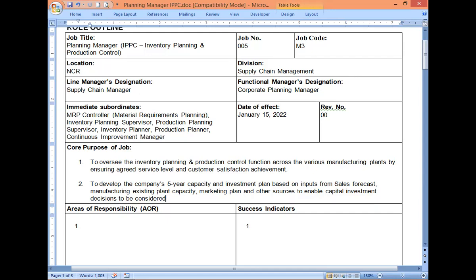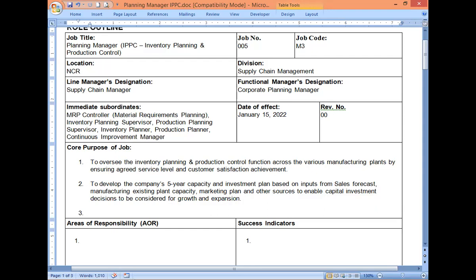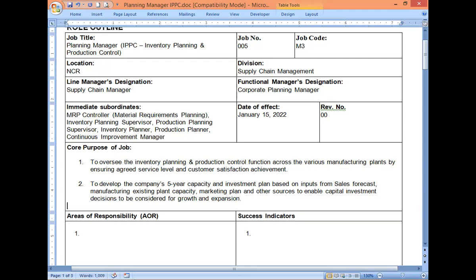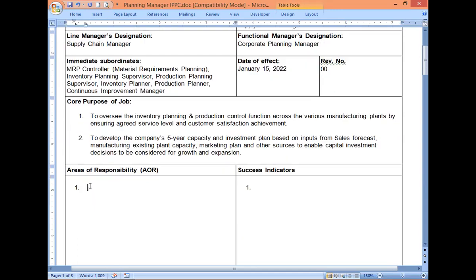So think about the investment plan that you're going to do. Okay, for growth, say for growth. I don't know if the grammar is correct, but anyway, important is you understand what I'm trying to say here. Expansion. Maybe we can just check later, but what's important is I'm trying to give you the message how to write the job description of a planning manager.